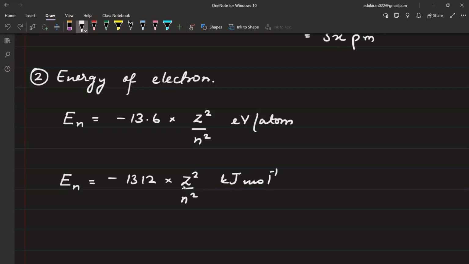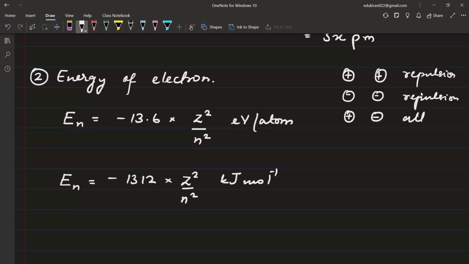Done everyone? Yes or no? Okay, so listen. See, what is this negative sign denoting? Whenever you have positive and positive, there will be repulsion. If you have negative and negative, you will have repulsion. If you have positive and negative, then there will be attraction, right? You know this, right? Same signs repel each other and opposite signs attract each other.